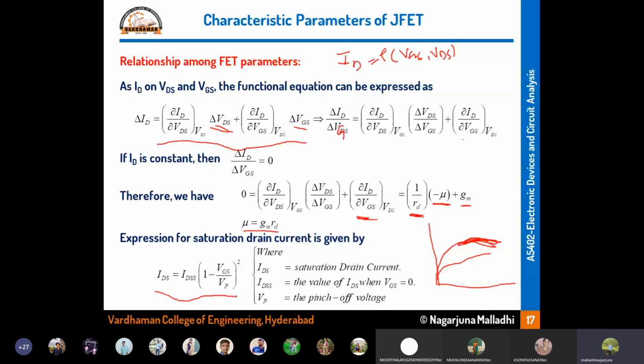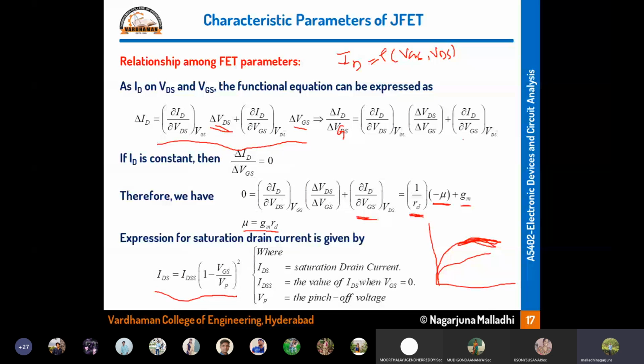IDS is equal to IDSS into (1 minus VGS by VP) whole square, where IDSS is nothing but the maximum drain current at VGS equal to 0. IDSS is the value of IDS when VGS is equal to 0. That is the maximum current. VGS, you know, is the gate to source voltage. VP is the pinch-off voltage.